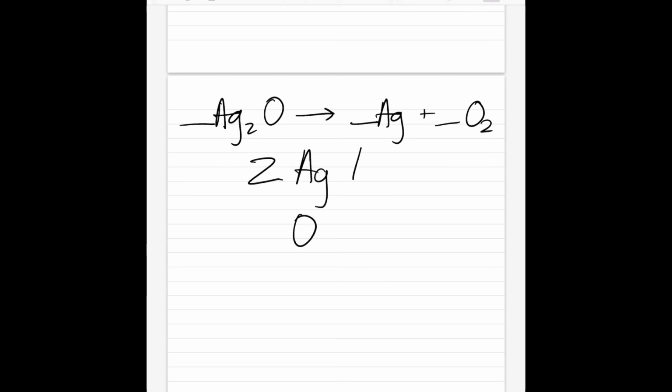Ag2O yields Ag plus O2. Okay, so I wrote the equation down. List everything you see. I see silver and I see oxygen. I've got 2 and 1, 1 and 2.